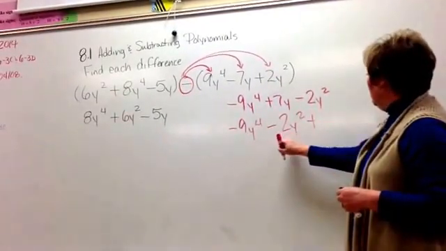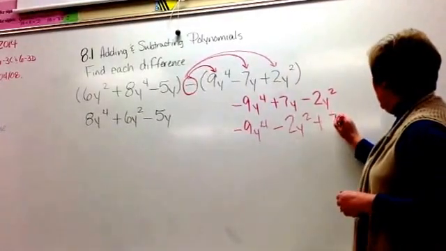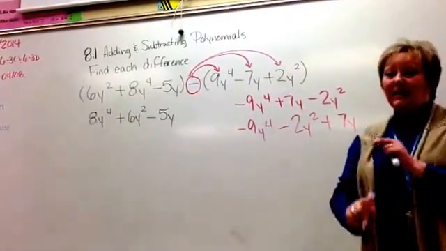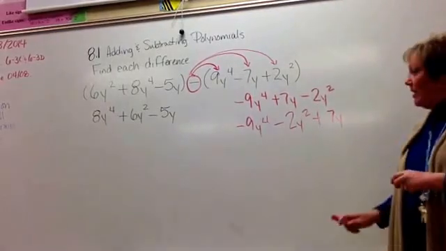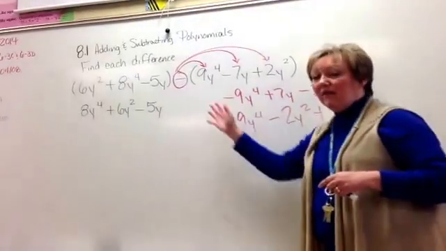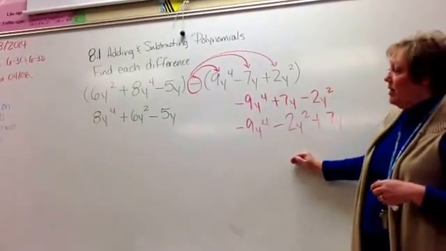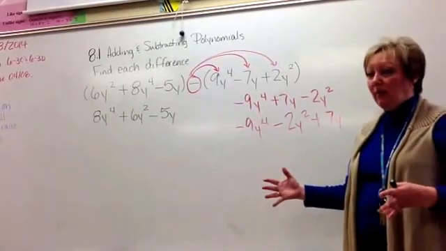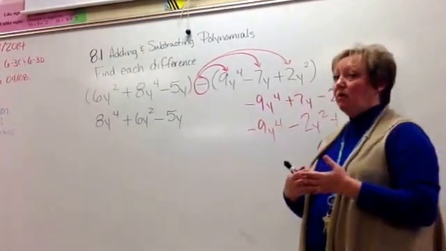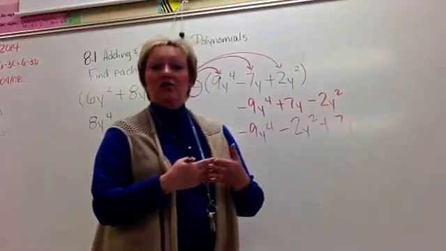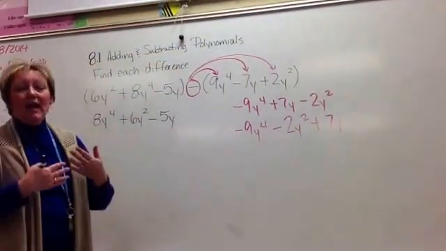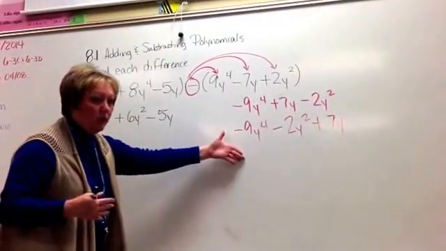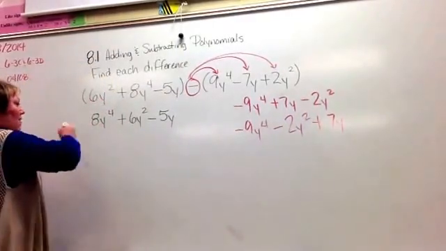And moving this one to the correct place, and 7y. Now, since we've done our distributive property and we've taken care of that negative sign, all we're going to do is stack them up just like we did for addition. Remember, I told you before that subtraction is just adding the opposite. Well, that's what we're doing here. So I'm going to line these up.